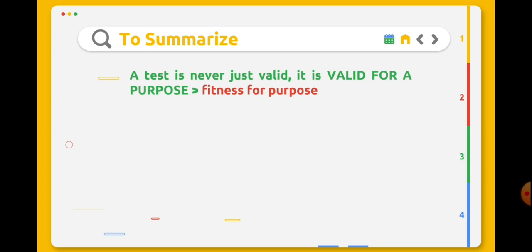As a teacher, we need to consider the fitness for purpose of the task for the test. So, to summarize, a test is never just valid. It is valid for a purpose. So, in other words, fitness for a purpose.